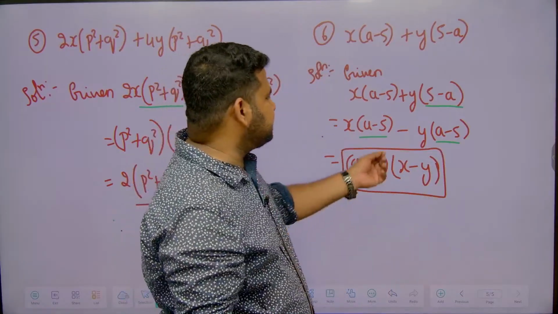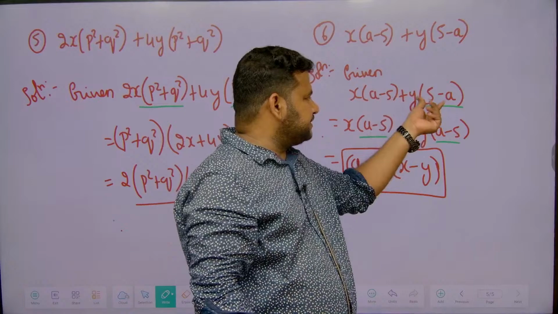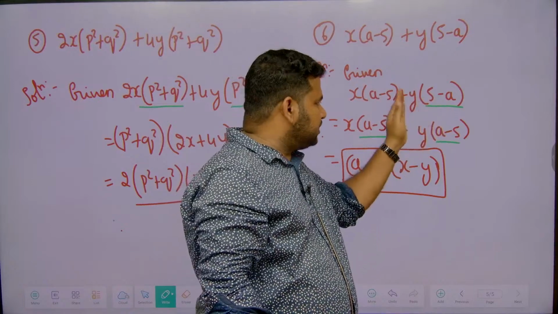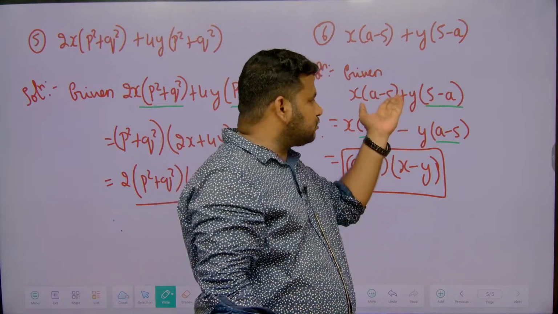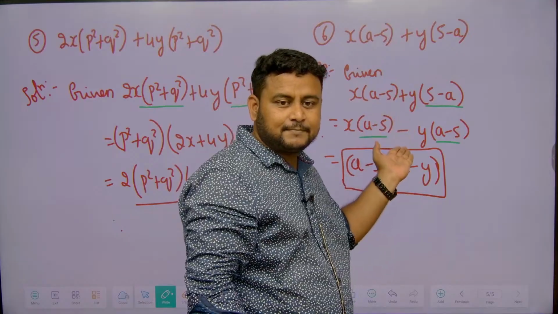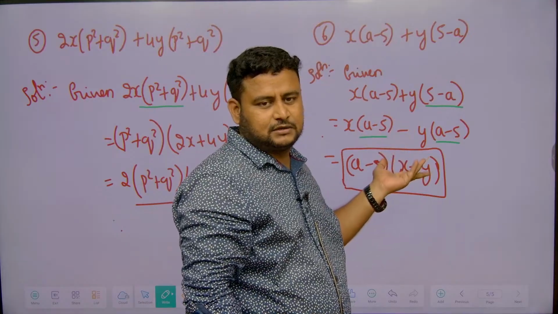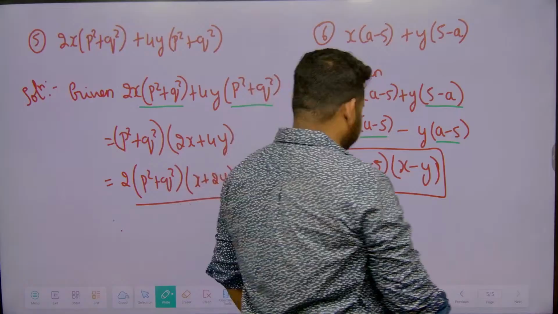Okay, our key step is where? This is the key step. a minus 5, here also I will make it a minus 5. So here plus will become minus. Suppose in the question if it was minus, it will become plus. That's it. Okay, simple. Next one. Next question.